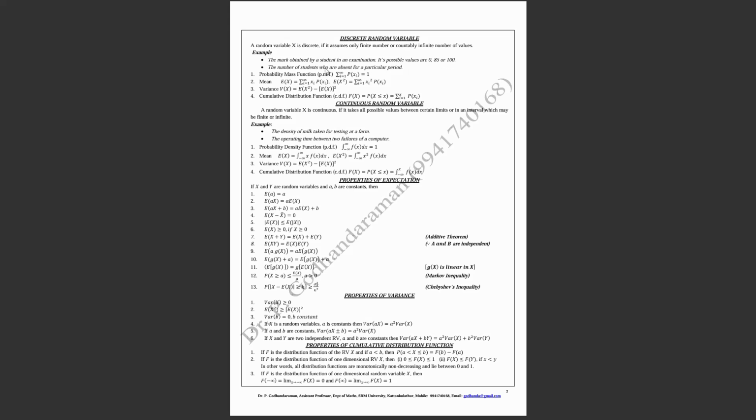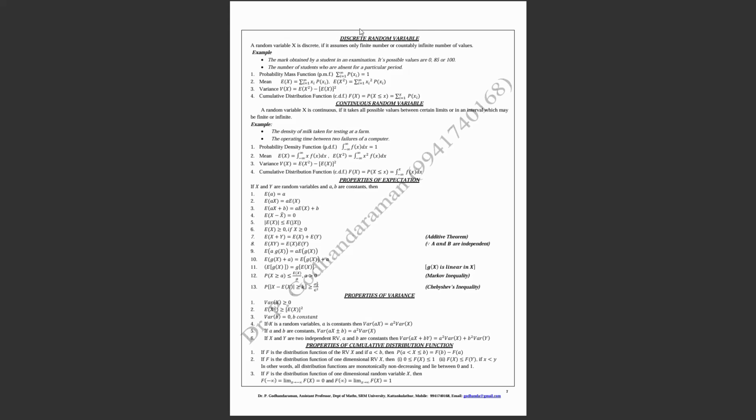The number of students who are absent for a particular period, for example the first period, we can say there are 5 students absent, 10 students absent, 100. So it is a countable number of outcomes. This is called a discrete random variable example.